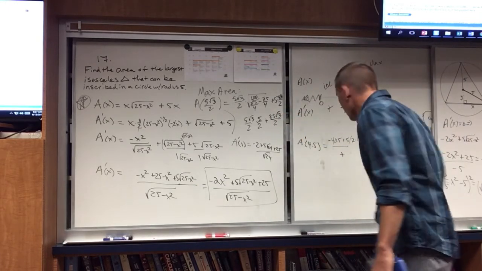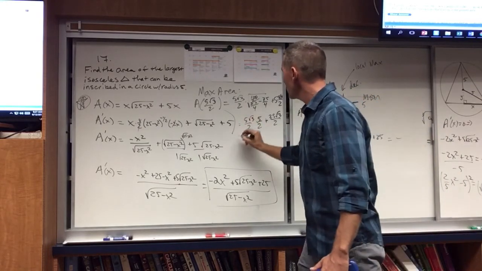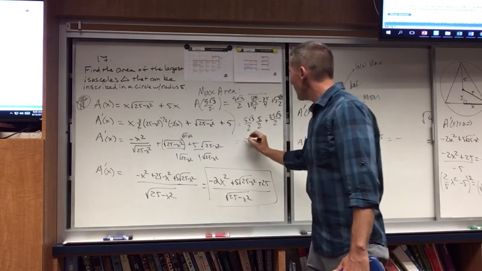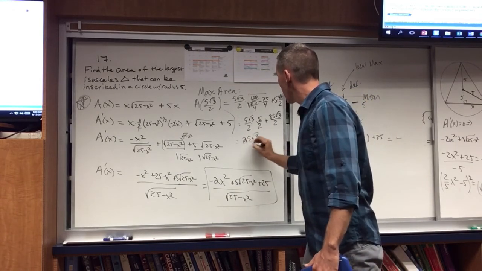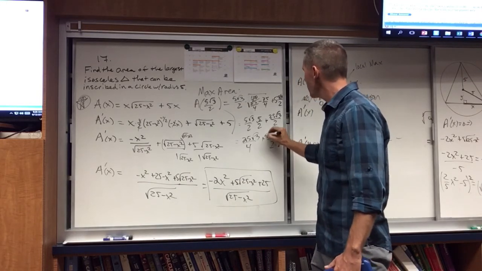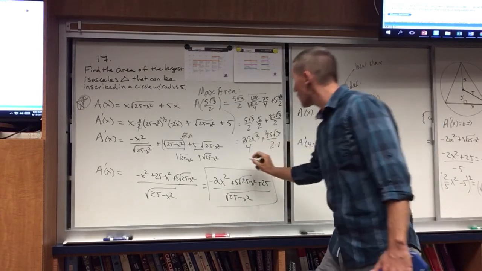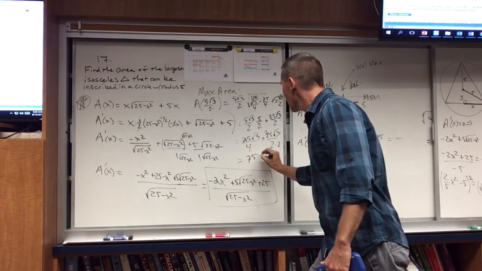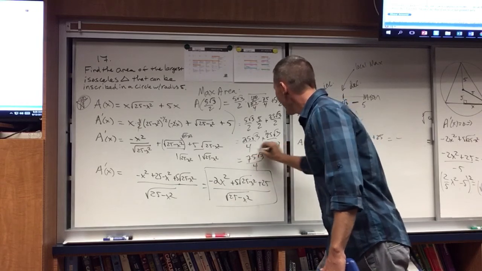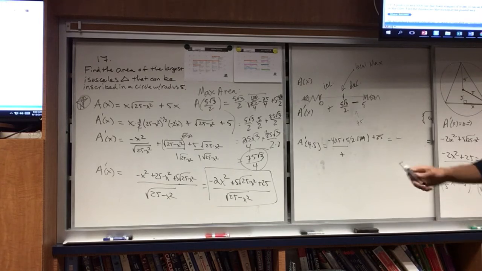So I get, let me erase some of this now. So I get that this is equal to 25 root 3 over 4 plus 25 root 3 over 2 times 2 over 2. And I'm going to get that that's 50 over 4 plus 25 over 4, which is 75 root 3 over 4. And that is the maximum area, or the area of the largest isosceles triangle that can be inscribed in a circle with radius 5.